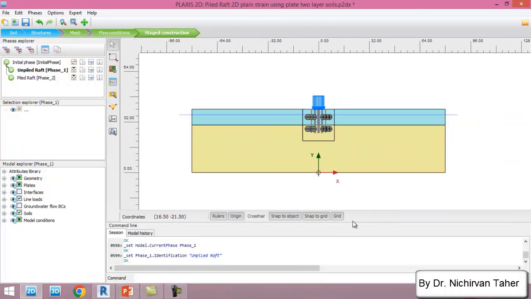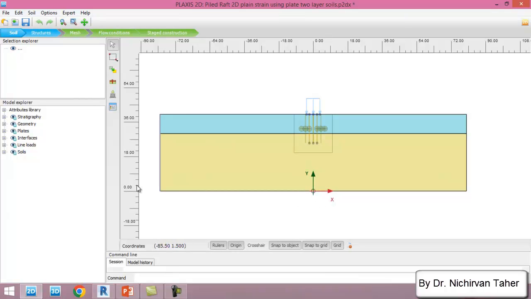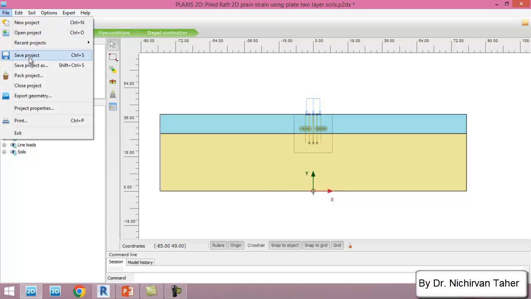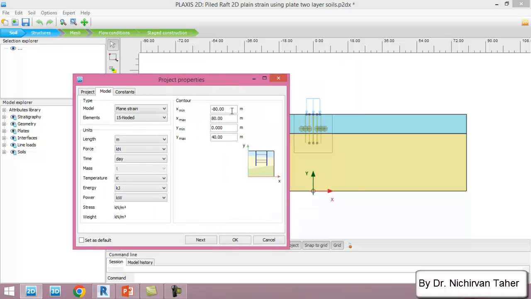This is our model in PLAXIS 2D. At first we have to define the soil geometry. We defined a big soil contour to minimize the effect of boundary conditions on the results of the model. As you see here, we go to file and project properties. The model we use is a plane strain model. Also we use 15-noded element mesh. As I said, we use a big contour model to minimize the effect of boundary on the numerical results. Also the soil height is 40 meters and it contains two sandy soil layers.